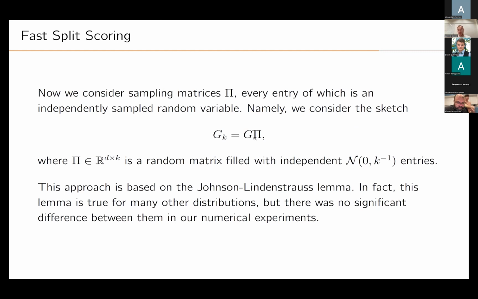So the random projections method means that we multiply matrix G with another matrix pi. And this matrix pi is a random matrix filled with centered normal random variables. Again, we have some normalization here, but these are details.